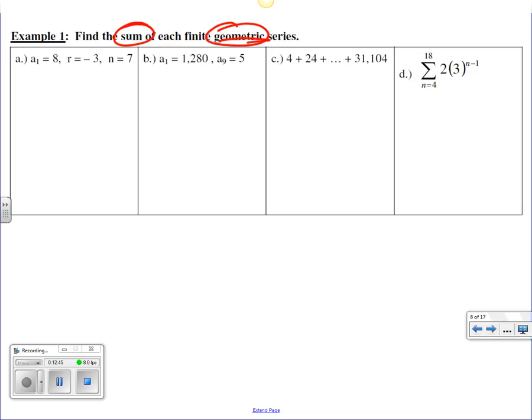So S equals, what goes in for A1? 8. Parentheses 1 minus, what is R? So it gets its own set of parentheses. You have to put another set in there or the calculator will mess it up. So -3 is your R. What is your N? 7. Do I subtract 1? No. This one is just N. It's not N minus 1. So you keep it at 7.